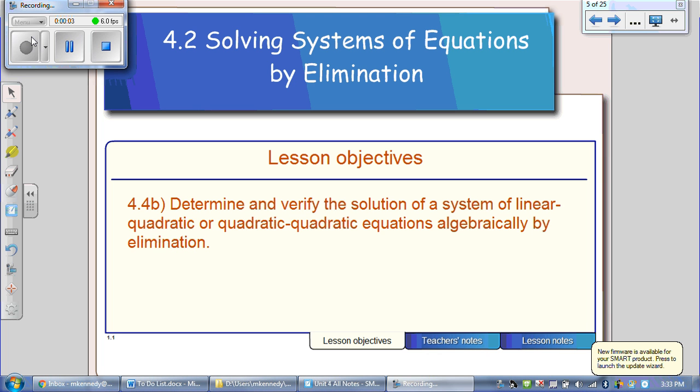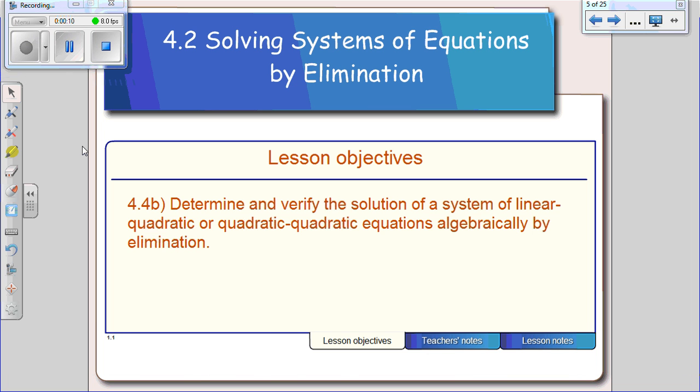Okay, this is lesson 4.2. It's the second lesson of solving systems of equations in Math 20-1. Today we're going to solve systems of equations by using the elimination method.